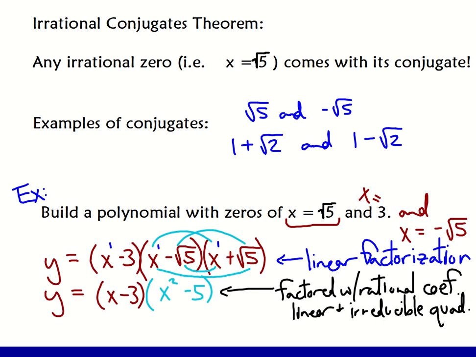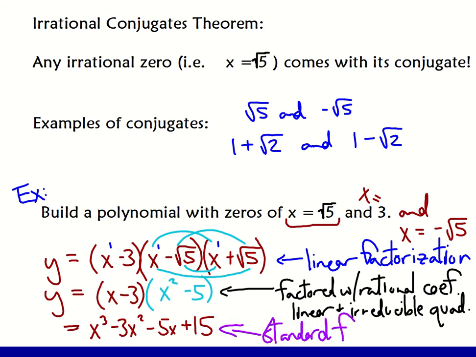If I continue to expand this and I FOIL these, then I would get x cubed minus 3x squared minus 5x plus 15, and then that would be called standard form for the polynomial. So if it doesn't say to put it in standard form, don't go through that extra work of putting this polynomial in standard form. But that's how we can use the irrational conjugates theorem to help us build a polynomial.